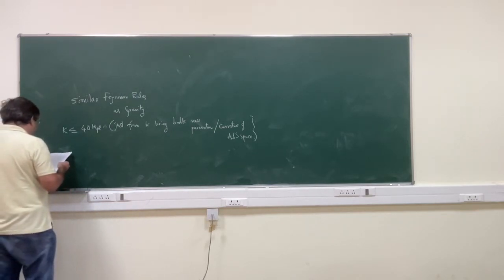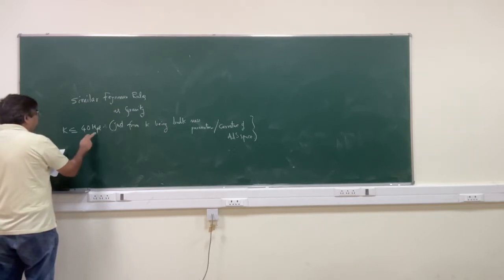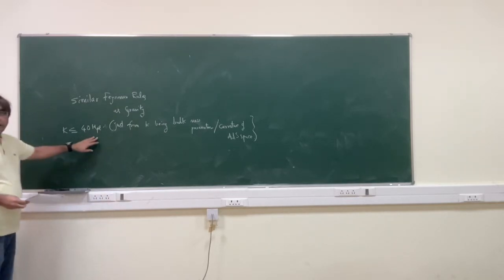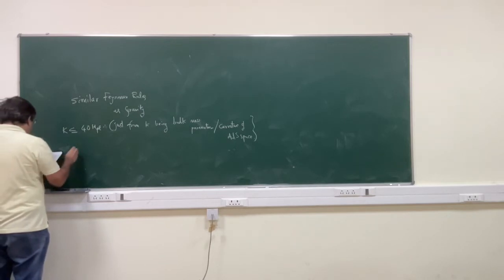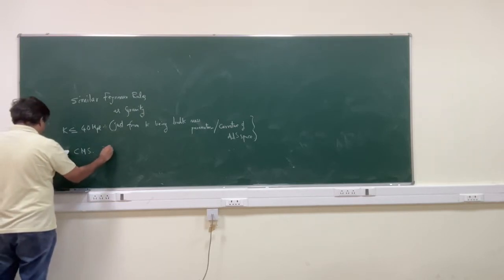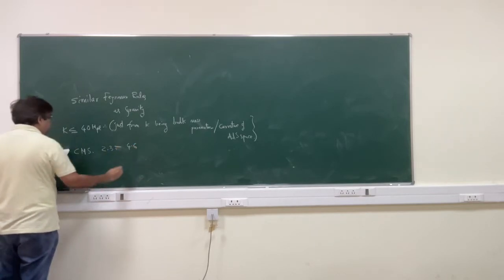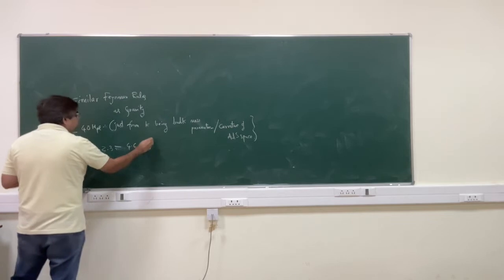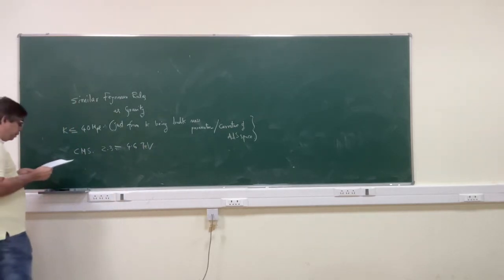Okay, so CMS gives you, because K can vary from 1 to 40 M Planck. You can choose K to be between 1 and 40 M Planck. So CMS gives you a limit of the order of 2.3 to 4.6 TeV on the KK graviton. Okay, it's not very strong essentially.